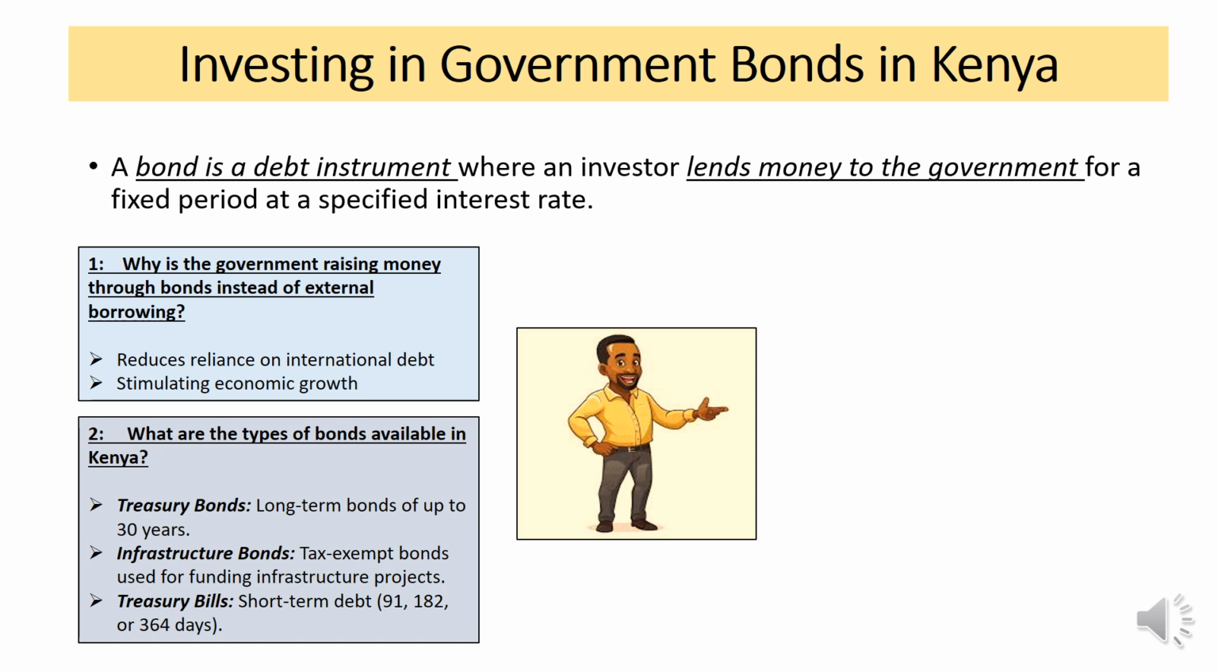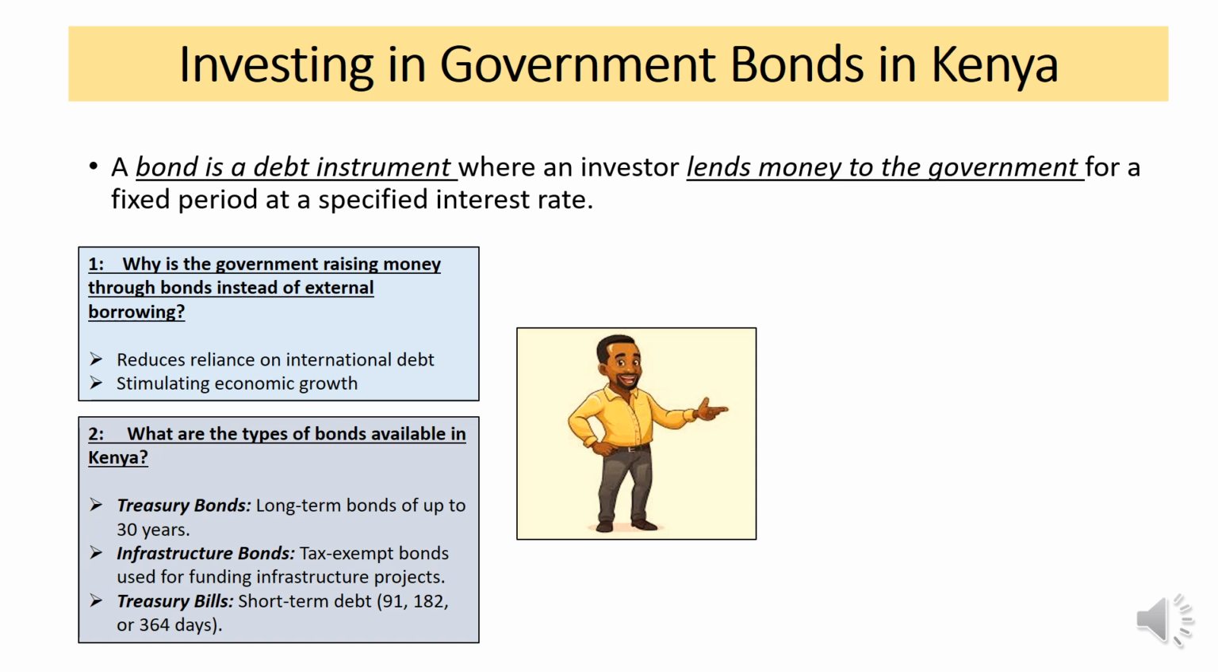Treasury bills are also bonds, but their key distinction is that they are short term as compared to treasury bonds, which are 30 years, 20 years. A treasury bill has a short-term duration: 91 days, 182 days, or 364 days.